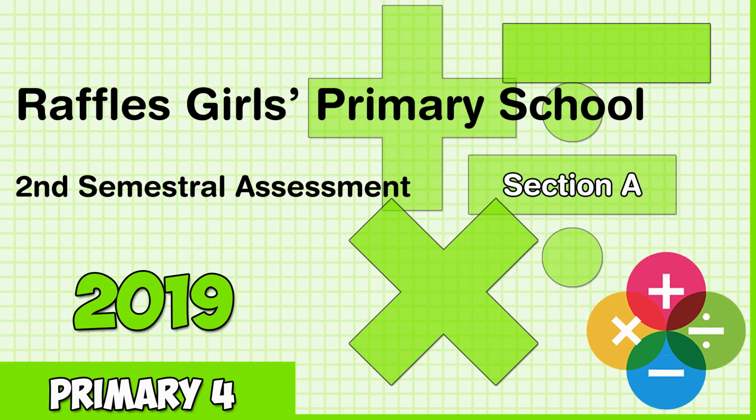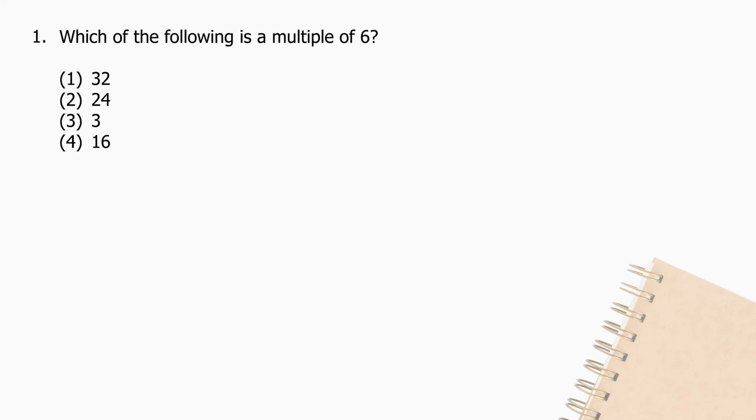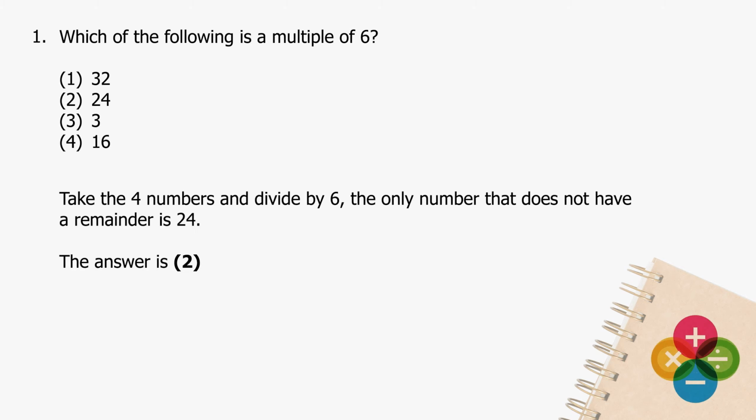Primary 4 Mathematics. Section A. Question 1. Which of the following is a multiple of 6? Take the four numbers and divide by 6. The only number that does not have a remainder is 24. The answer is 2.